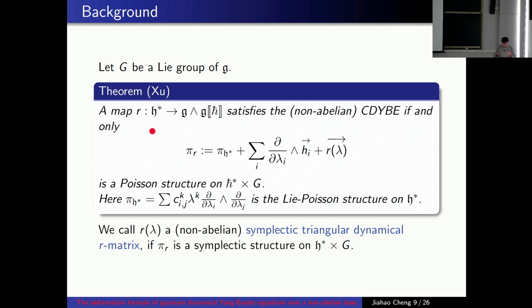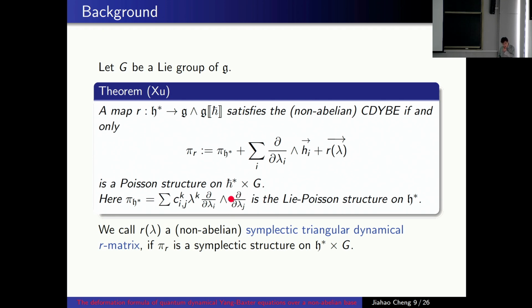Whenever you have such a map R, you have a two-vector field pi_R on H star times G. A theorem of Xu says that R is a classical dynamical R matrix, meaning that it satisfies the classical dynamical Yang-Baxter equation, if and only if pi_R is a Poisson structure on H star times G.